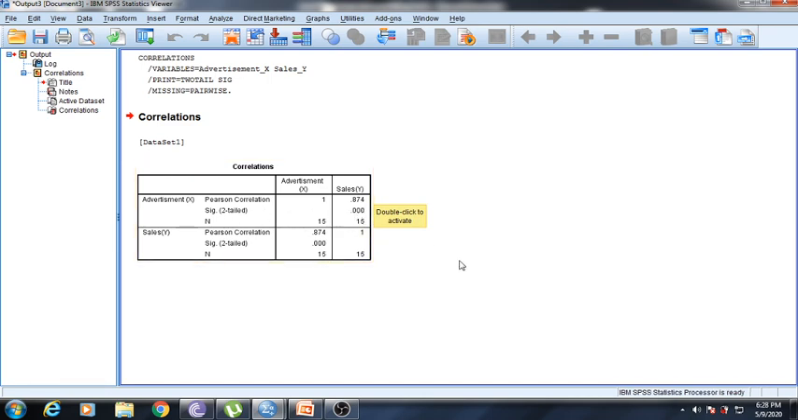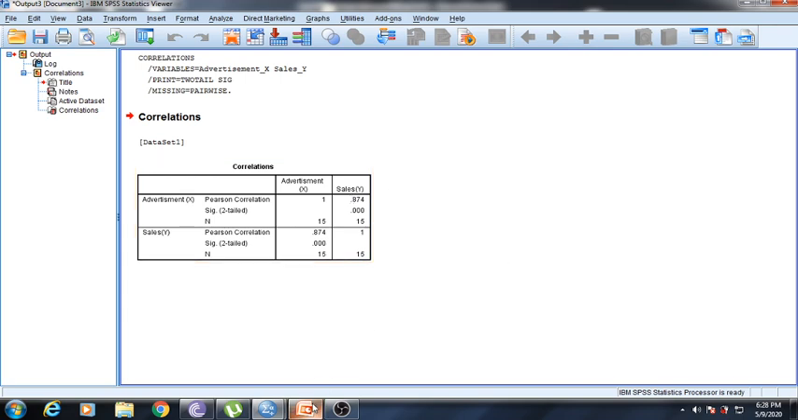So our significance value is 0.000, which is less than 0.05. So the null hypothesis is rejected and the alternative hypothesis is accepted. It means there is a relationship between advertisement expenses and sales. Also, the Karl Pearson correlation coefficient value is 0.874, which is nearer to +1. So there is a strong positive relationship between advertisement expenses and sales. What does it mean? It means that if advertisement expenses increase, sales also increase.